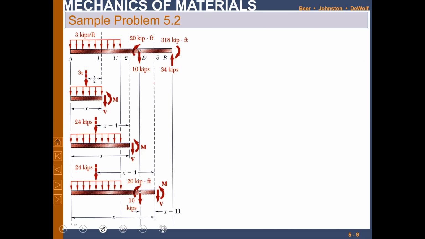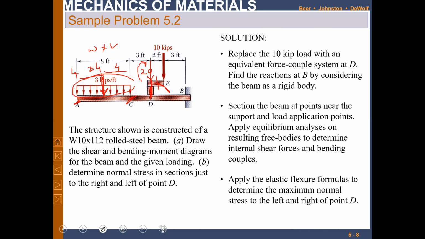So see over here now. This 3 kips per feet is the uniformly distributed load, and then you shifted that load. So the load 10 kips will be the V shear force, and 20 kips feet will be your moment that will be applied on point D, right?